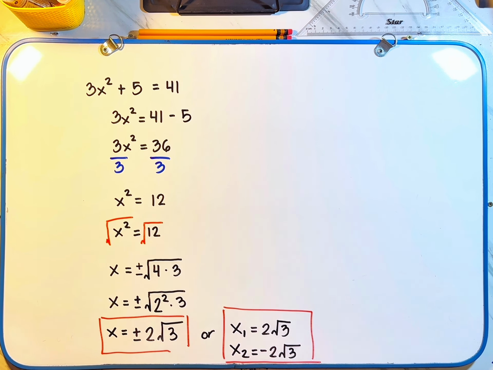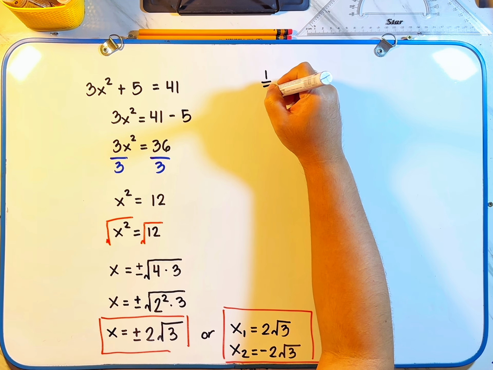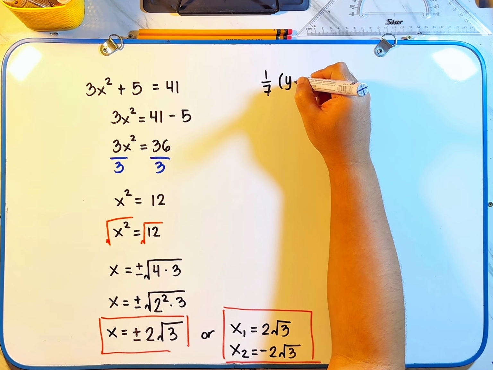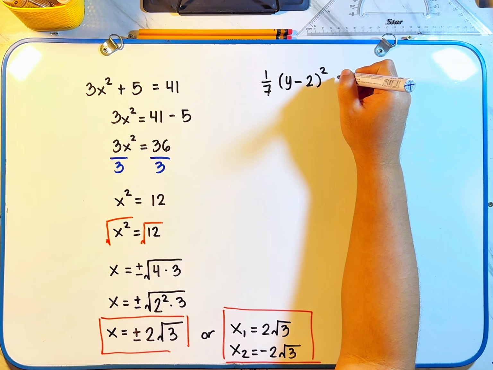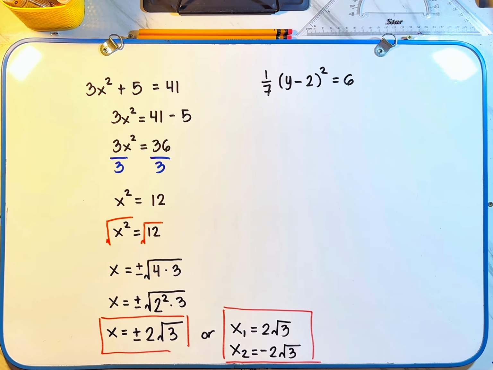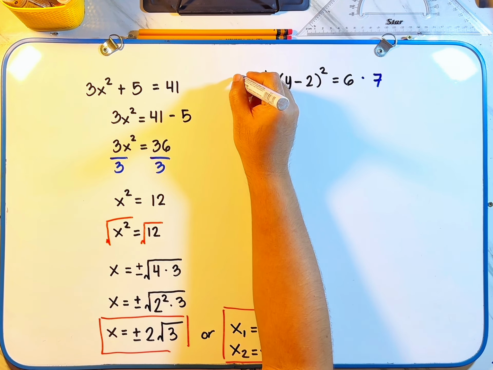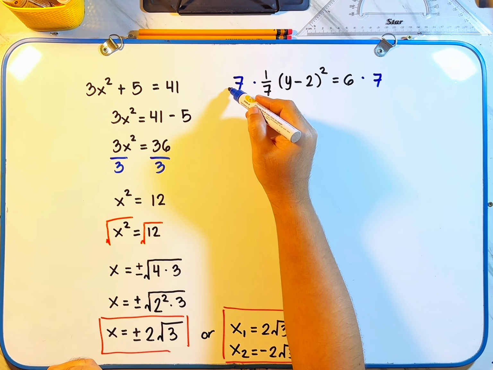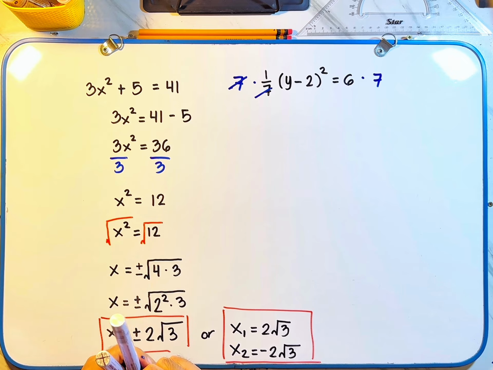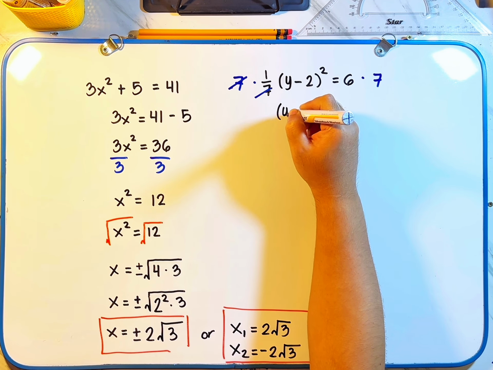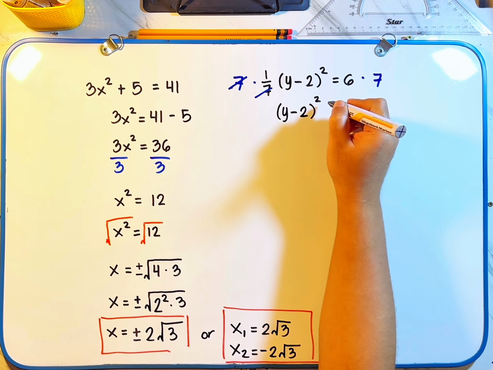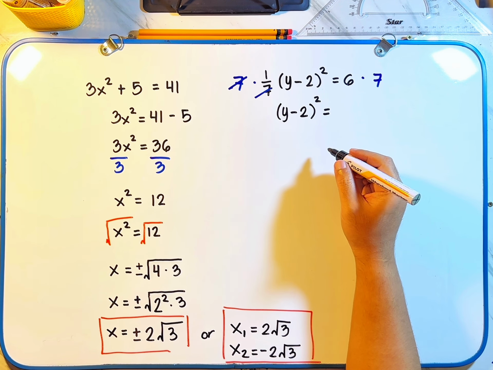Let's try another one. Say we have 1 over 7 times (y minus 2) squared equals 6. All right, how do we solve for this quadratic equation? First, let us eliminate 1 over 7 by multiplying both sides by 7. If we multiply both sides by 7, obviously this cancels. On the left side, we're left with (y minus 2) squared. On the right side, 6 times 7 is 42.